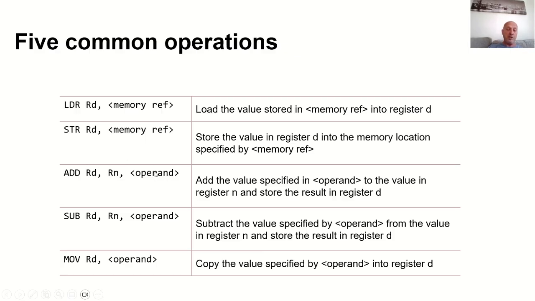Now the operand can either be a value, okay, or it could be an address in memory, or it could be another register, okay. And we've got the subtract. We're subtracting that from that, putting the result in that. We're moving that into that.